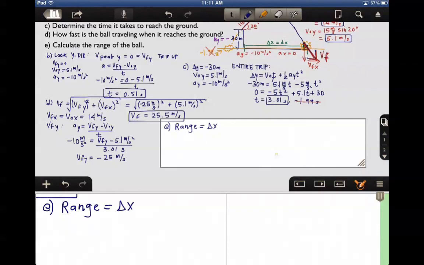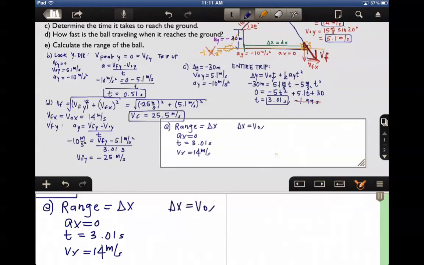This is actually the easier of the two calculations in terms of distance because ax is 0. Remember, the ball doesn't speed up horizontally. The time for the entire time it's in the air is 3.01 seconds. The velocity is 14 meters per second. So I'm going to use delta x is v naught x times t plus 1/2 ax t squared. I can get rid of this last term.